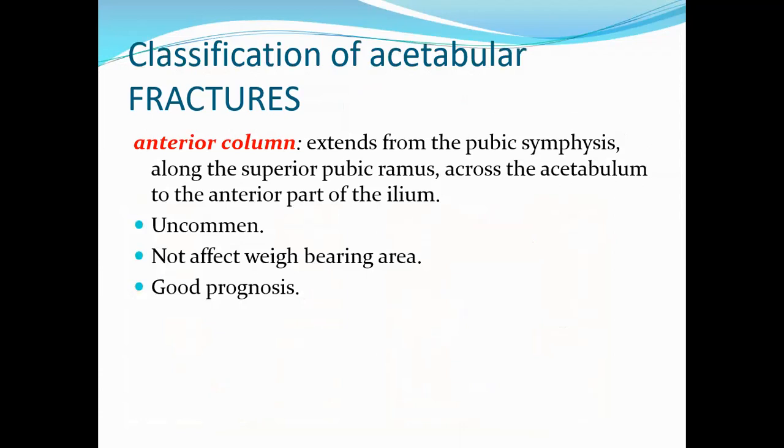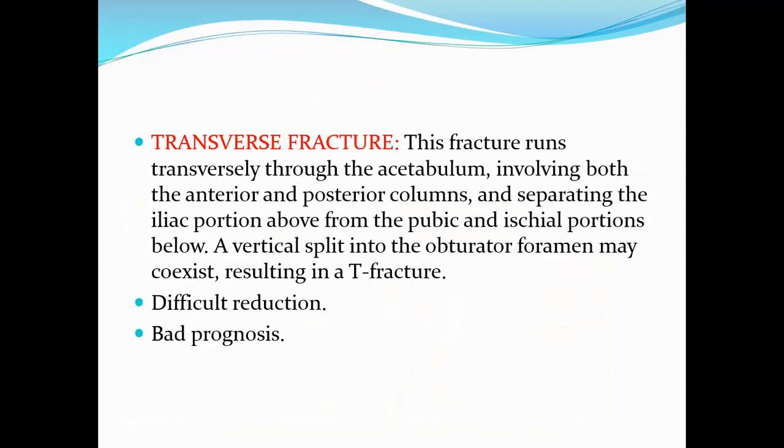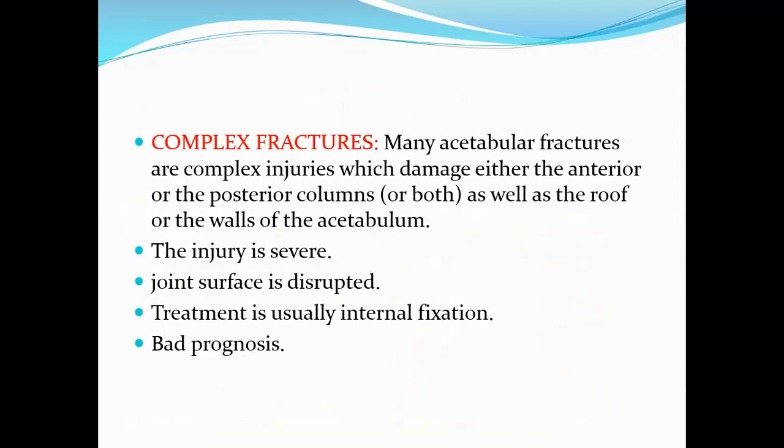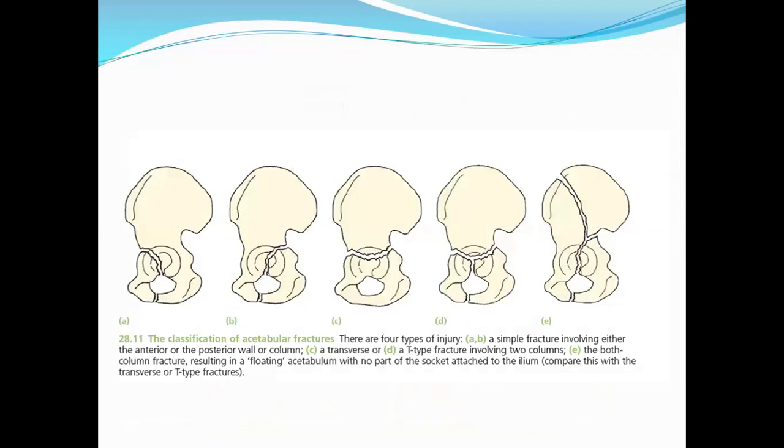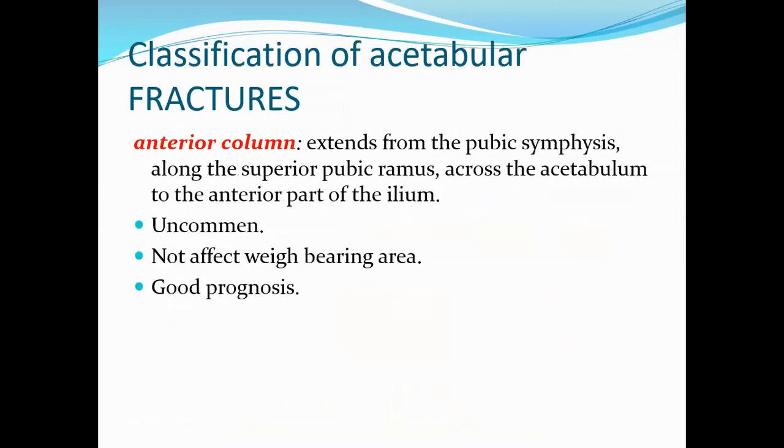So there are many classifications, but the most common classification is according to columns. So they classify the acetabular fracture according to the columns, which is anterior column, posterior column, transverse fracture and complex fractures. We will see them one by one and see the pattern of each fracture. So what about anterior column fracture?